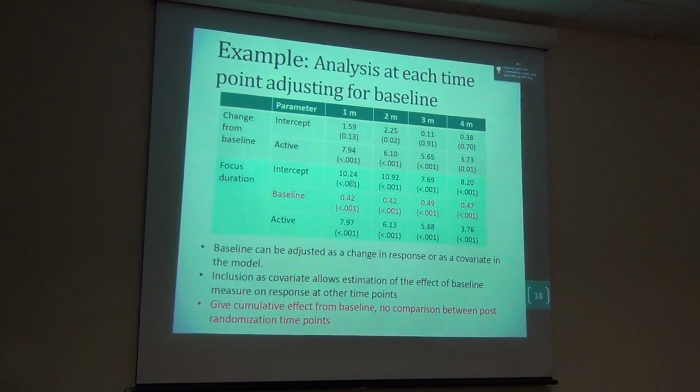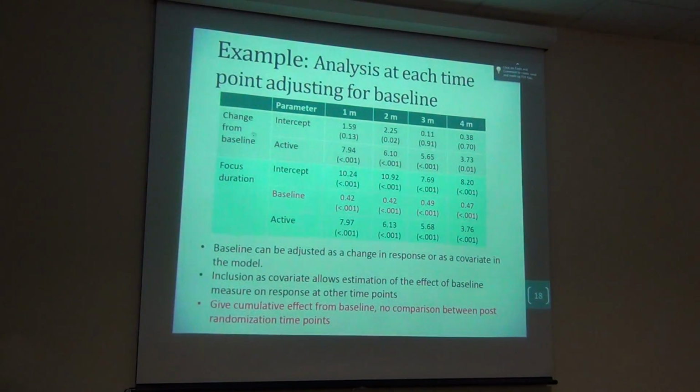So what you see here is, after 1 month of practice, comparing people with the same baseline measure, the focus time in the active group is 8 minutes longer than the focus time in the control group. So you see the difference in the interpretation here. When we adjust for baseline in the model as a covariate, the interpretation is comparing people with the same baseline score. This is the change. This is the treatment effect. Similarly for the other 3 models.